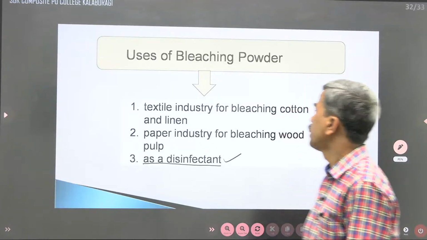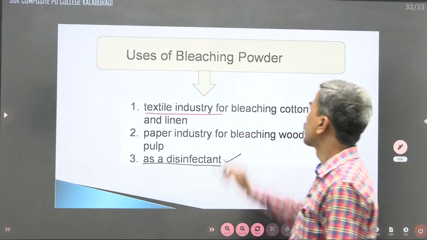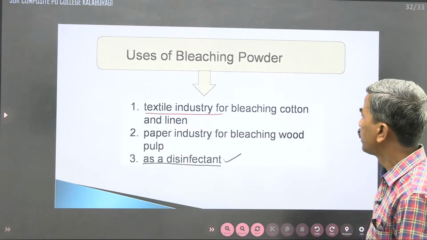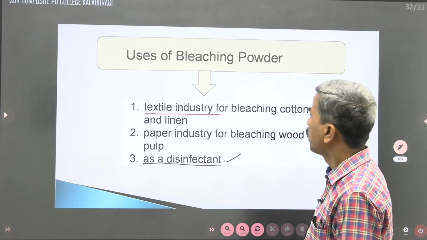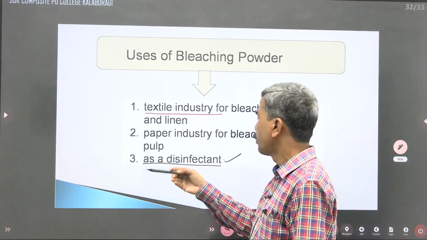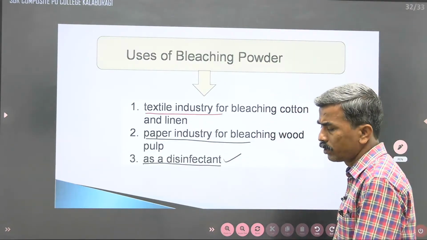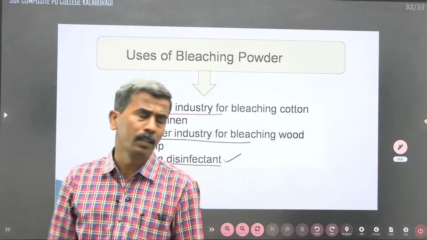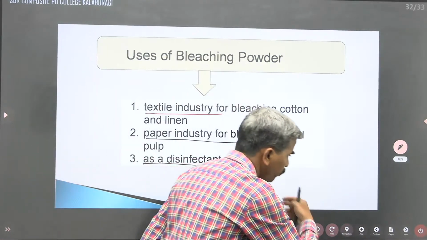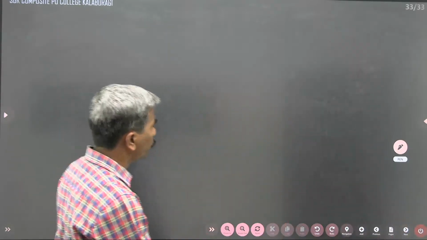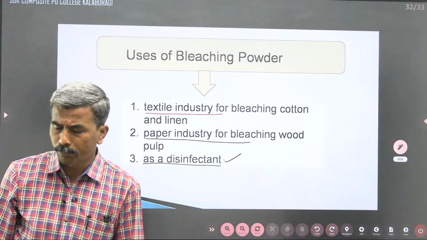And this bleaching powder has application mainly in the textile industry for cleaning, that is, removing some of the coloring material. And even this calcium oxychloride, which is bleaching powder, has application in the paper industry and the wood industry, where it is used as a bleaching agent. Now these are some of the applications of bleaching powder.